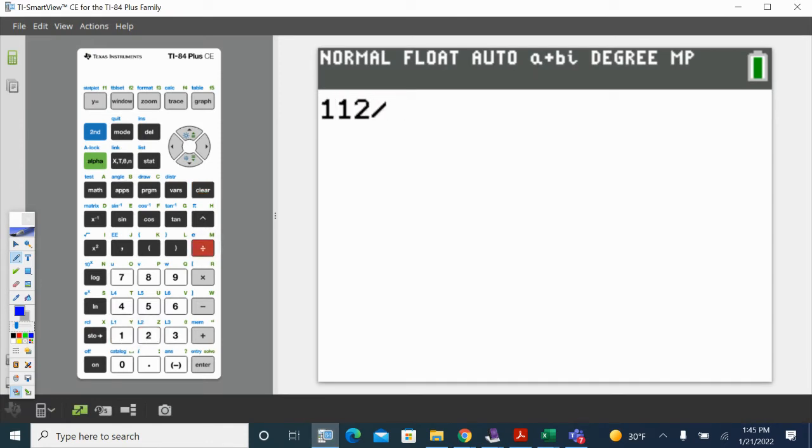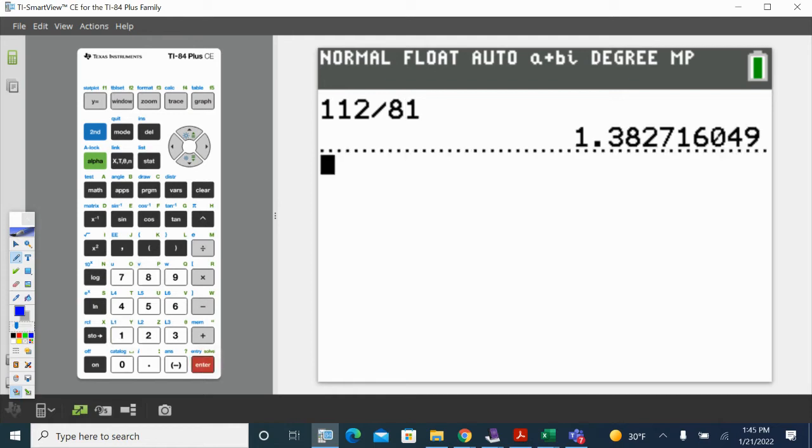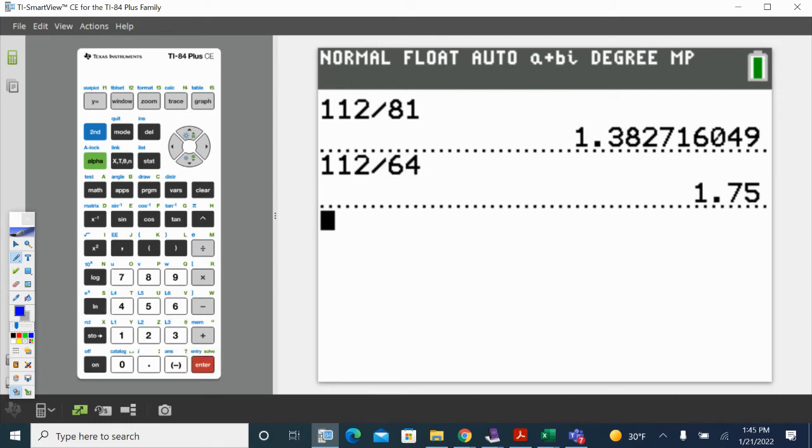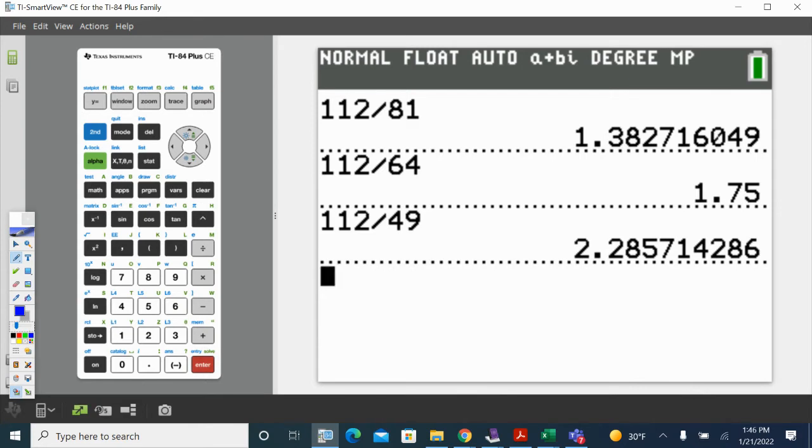112 divided by, let's say, 9 squared is 81. No. 112 divided by 8 squared is 64. That's a no. 112 divided by 49. No. So obviously I picked way too close to 100. Let me jump down to 4 squared is 16. And there, finally, I get it.